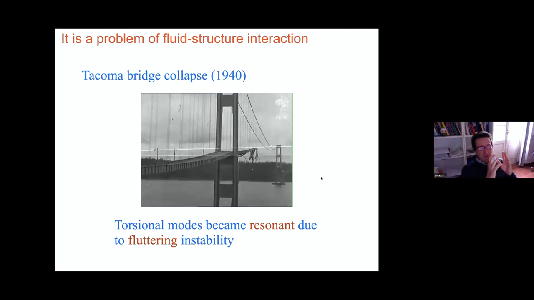Sometimes it's also called vortex-induced vibration. It depends on the structure which is invested by the wind. If you have a slender object, you speak about flutter. If you have a bluff body, you speak about vortex-induced vibrations. A bridge, what is a bridge? If you consider the deck of the bridge, this is a sort of plate, so it's a slender object in a sense, invested by the wind. In this case, you speak about flutter.